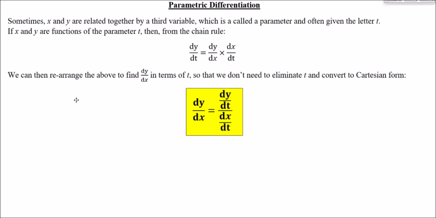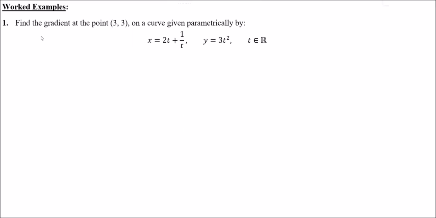So let's have a look now at worked example 1. First of all, we need to find the gradient at the point 3, 3 on a curve given parametrically by these two equations involving x and y. So both are given in terms of t. What I'm going to suggest we do first of all is to rewrite x in index form. So x equals 2t, and 1 over t I'm going to rewrite as t to the minus 1. That just makes it easier, in my opinion, to work out dx by dt.